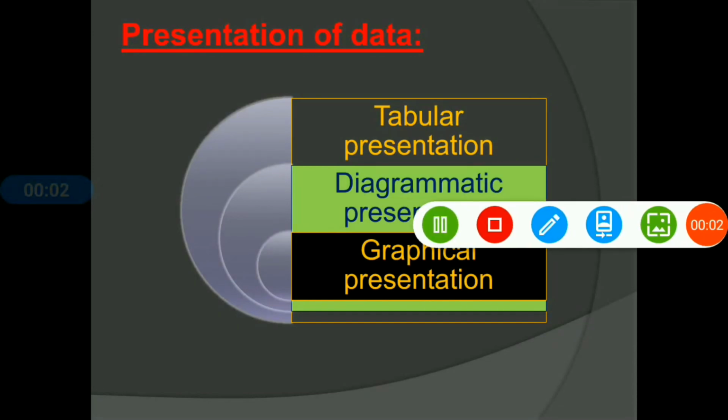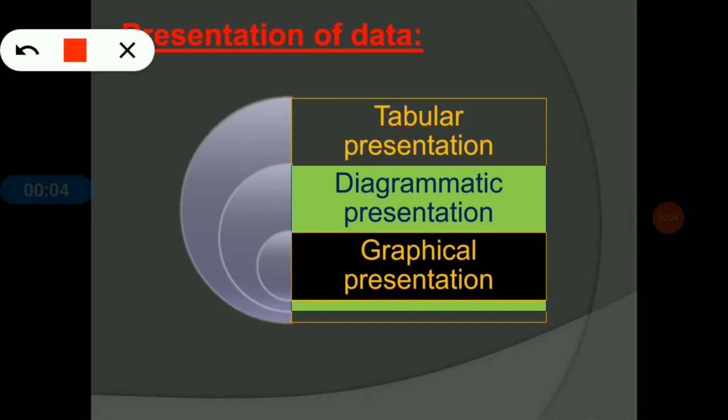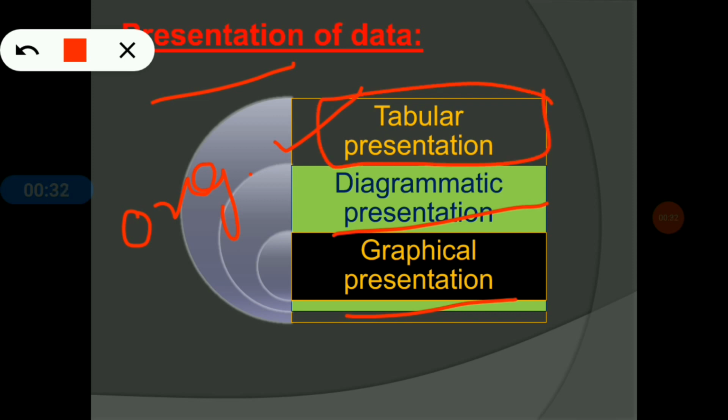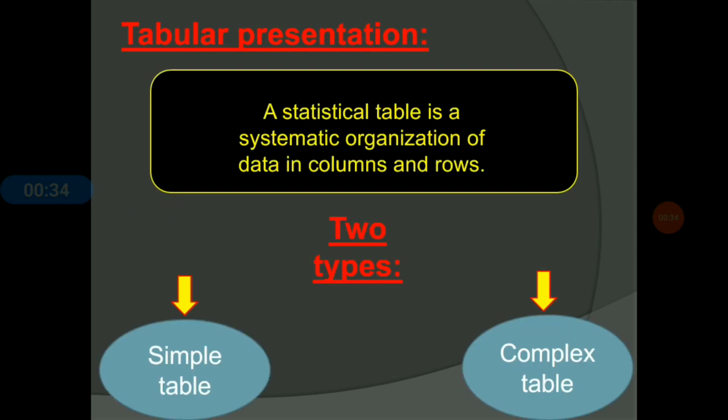So this is the slide for presentation of data. What do we mean by presentation of data? Presentation means organization of data into tables, graphs or charts. Collected data may be presented in three ways. The first one is tabular presentation, the second one is diagrammatic presentation, and the third one is graphical presentation. Today we will explain only the tabular presentation part. So now move on to the next slide where we can see the tabular presentation.